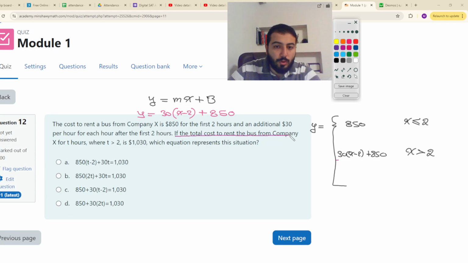If the total cost to rent the bus from company X for T hours, so he didn't use x, he used the T, is this value. So we know he is using T more than 2.